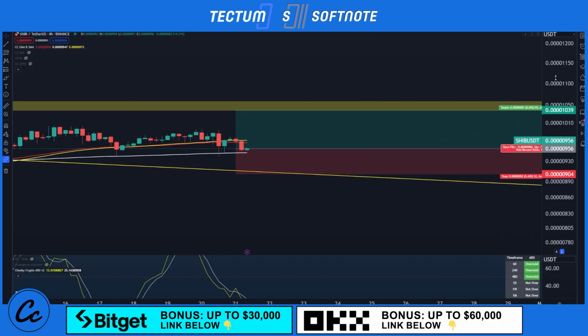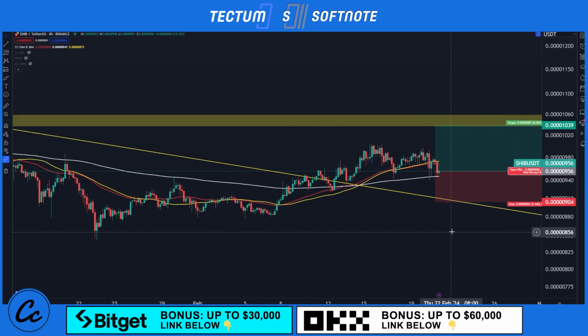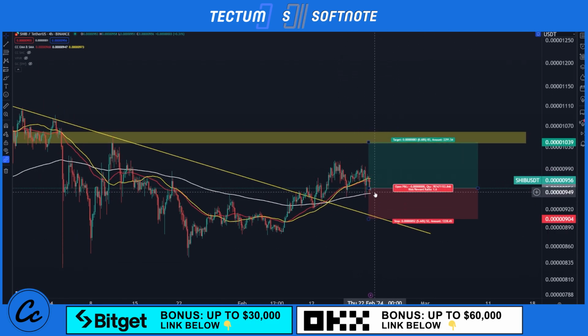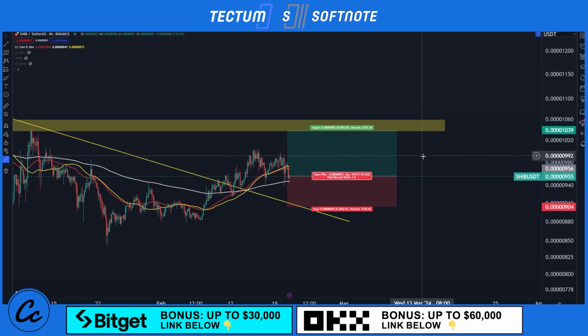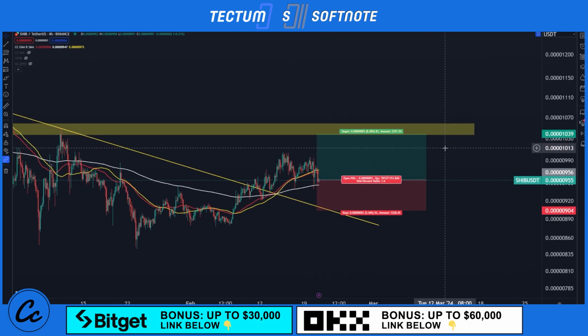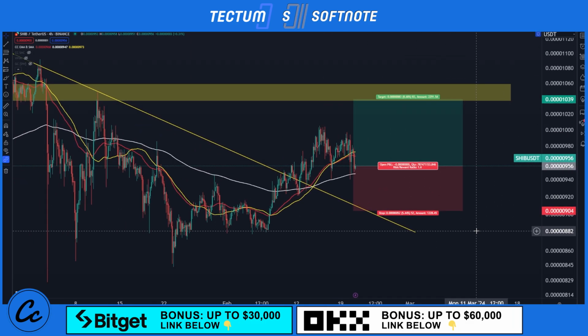So bringing this back up and taking a look at our price chart here, I think Shiba Inu is in a reasonable position for a long, and I do think that is the most probable scenario for the next direction that SHIB is likely to take.